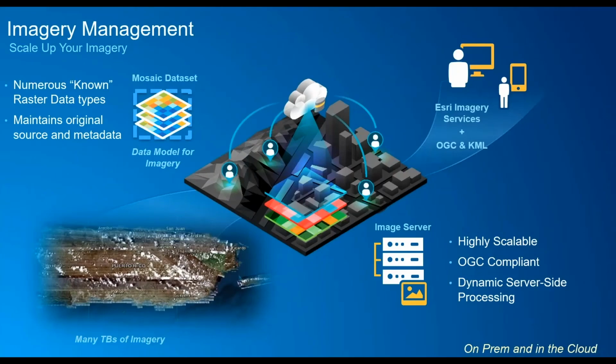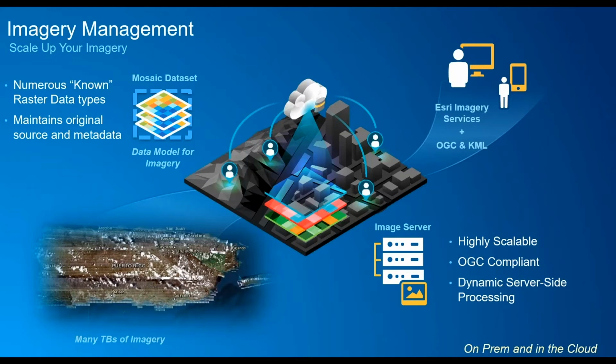So at the heart, as I talked about, of what makes this all work is our imagery management component. And there are two elements inside of imagery management that make it all work. The first is the Mosaic dataset, and that is our data model for imagery. And it's this data model that allows the image server, which is the other component, to rapidly go in and find the pixels that someone wants to exploit and work with the data.